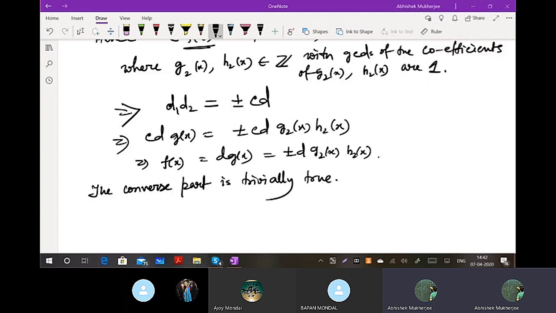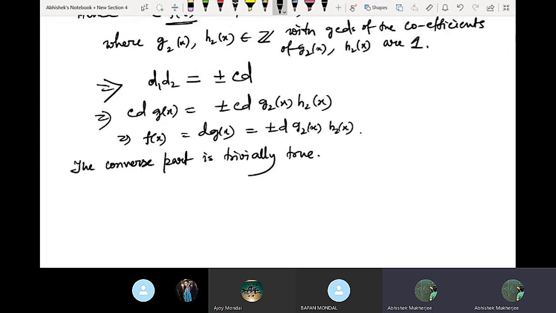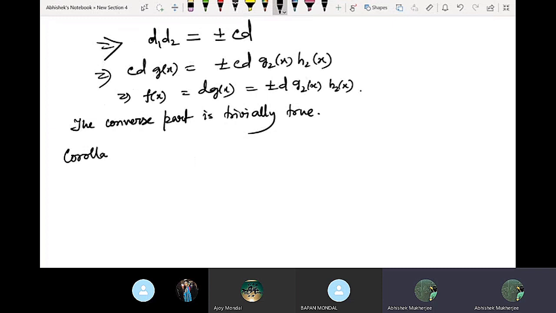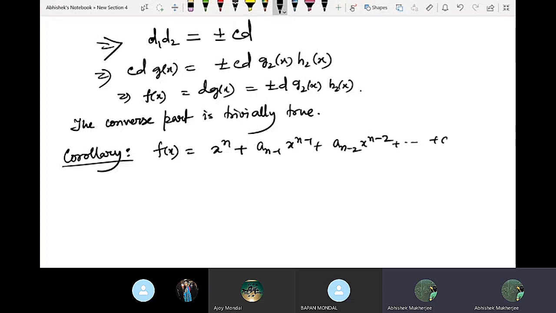Okay. So therefore, we can prove an immediate corollary that if we consider a polynomial fx whose leading coefficient is 1, x to the power n minus 1, n minus 2 x to the power n minus 2, a1x plus a0 belongs to Zx, with a0 not equal to 0.